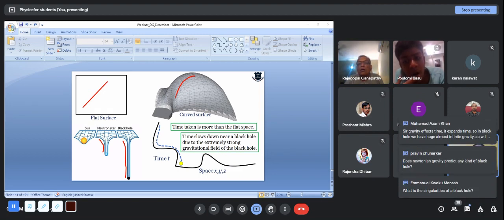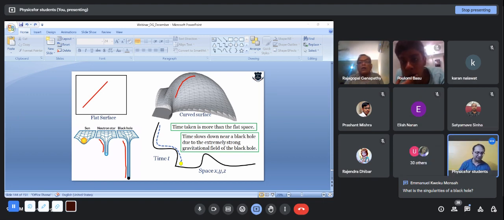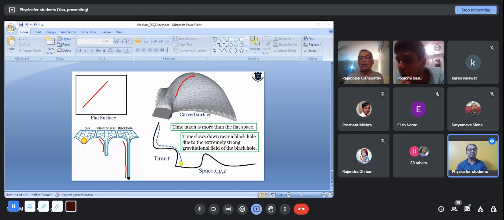Does Newtonian gravity predict any kind of black hole? No, because the concept of curvature was not there. What is the singularity of a black hole? That is another topic, which tells that all the laws of physics actually fail near that.